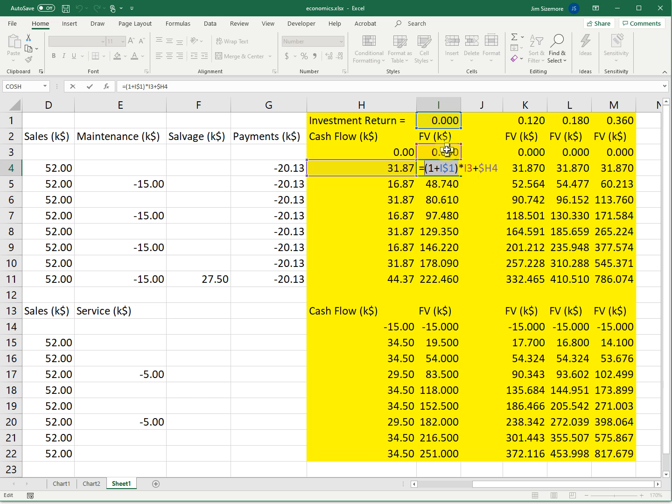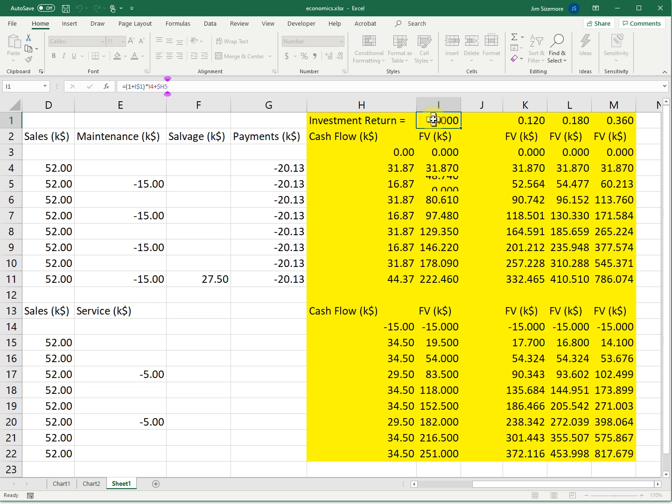So we're taking this value here, the previous year's value, which is times 1, plus the previous year's value times the interest rate. That's $1. That's the interest rate. The $ sign is just an absolute reference. You'll recall that from your Excel courses. And then H4, of course, is the cash value. So that's the formula we use going down the rest of the rows.